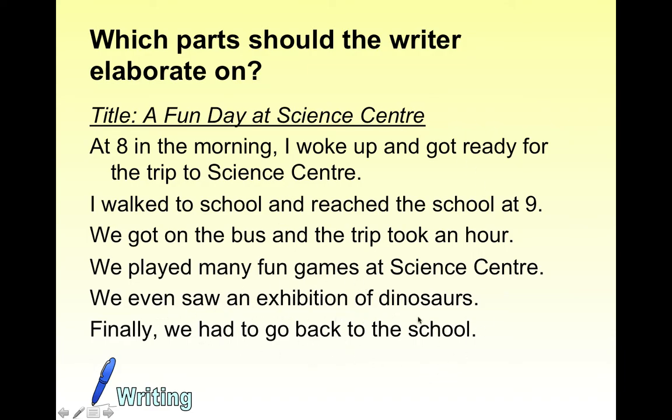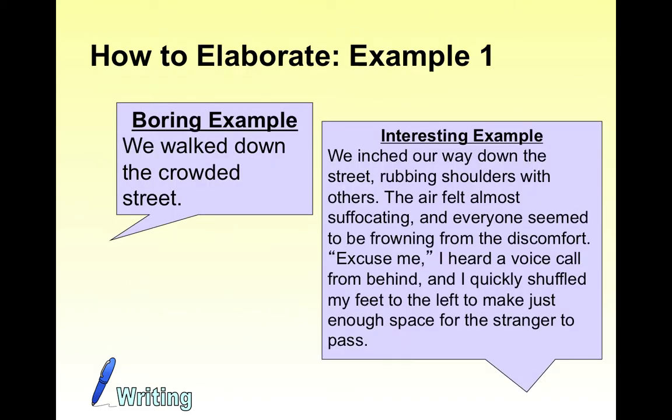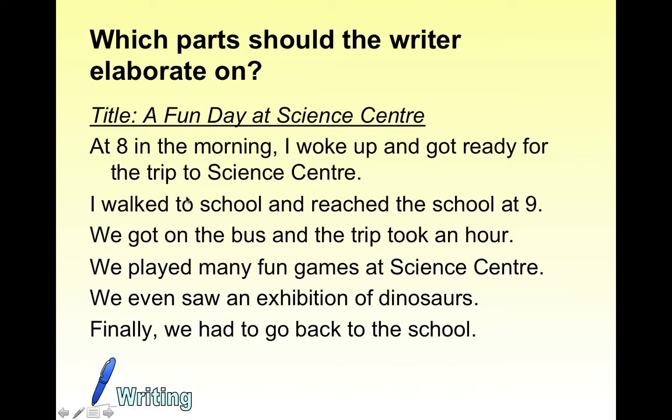Now, if you just read this recount of 6 sentences, honestly, I can't really imagine how fun it was because the author didn't give me details on how fun it was at the science center. There were just no details in this recount. So how to elaborate? I'm going to show you one example. So for example, this is a boring sentence. We walked down the crowded street.